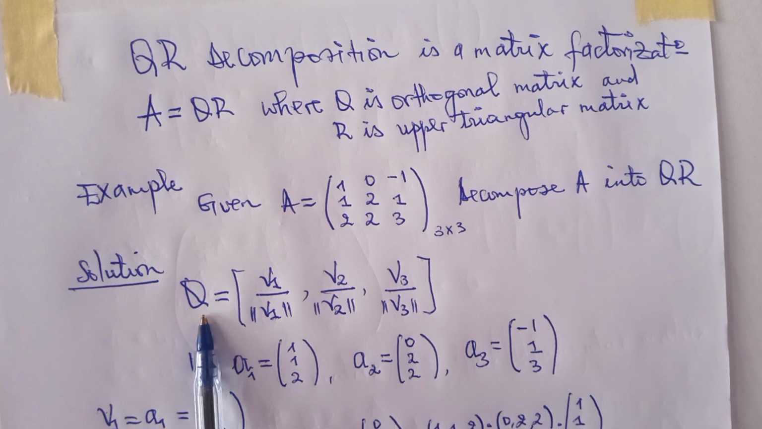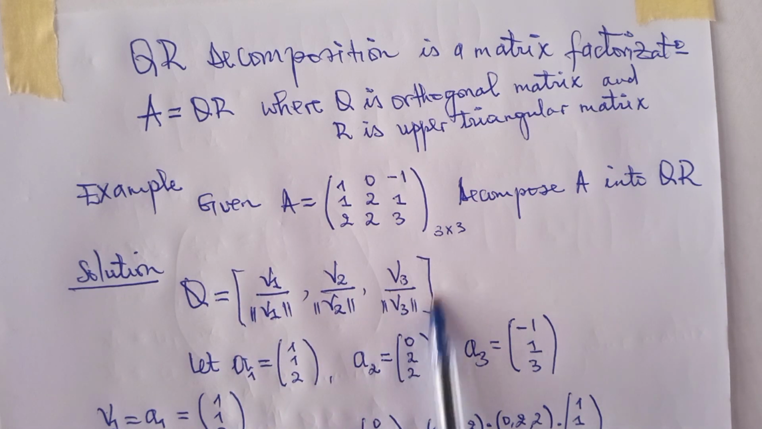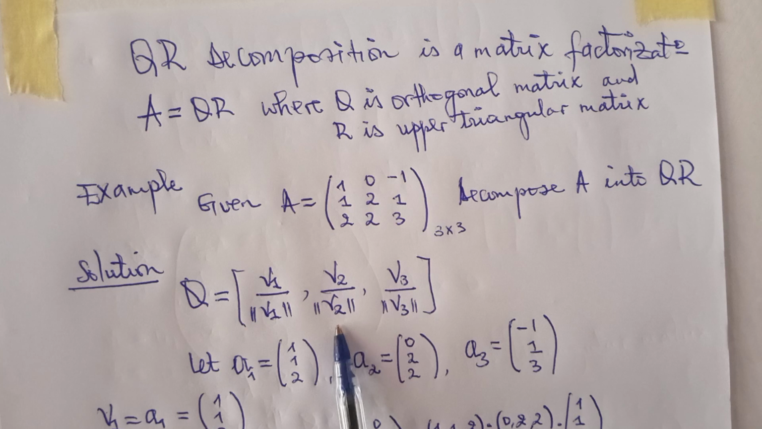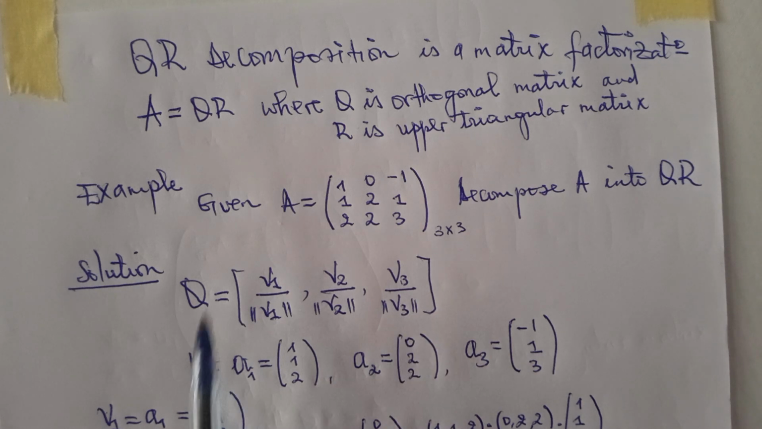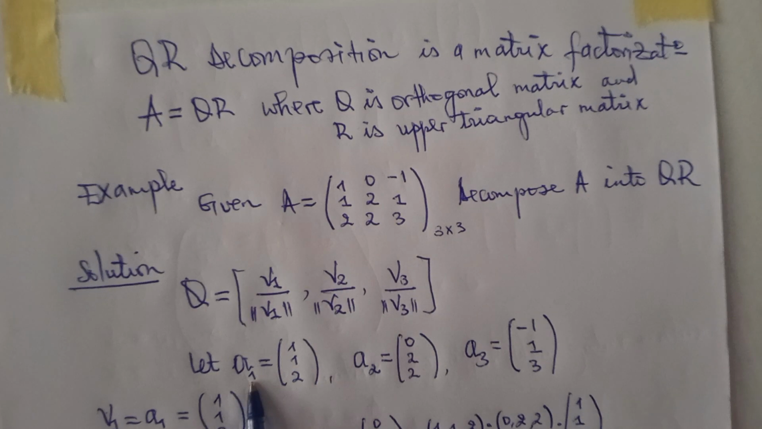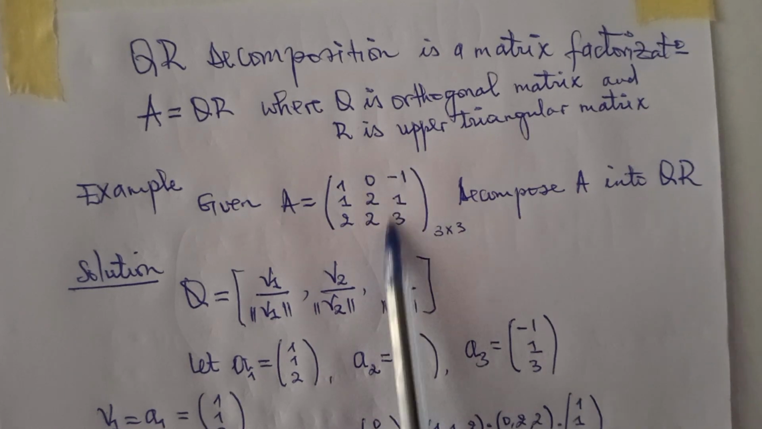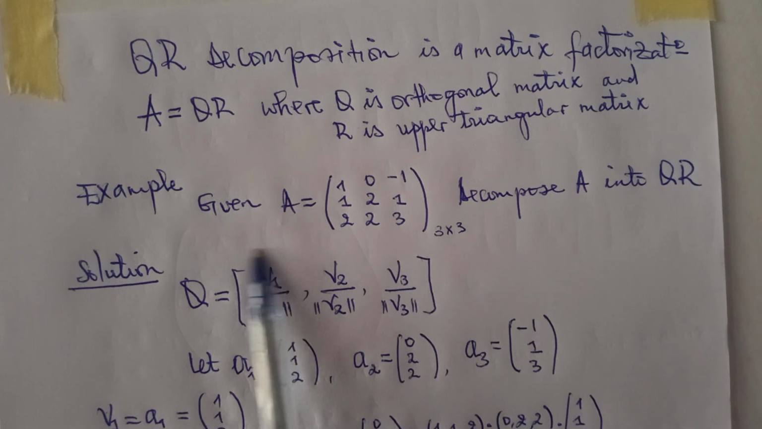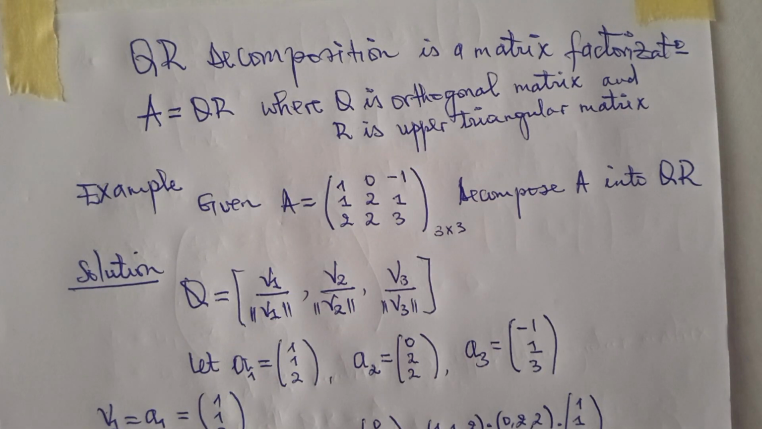So here we have our formula for Q. These are column 1, column 2, column 3, where we take V1 over magnitude of V1, V2 over magnitude of V2, V3 over magnitude of V3. We rewrite our matrix by decomposing it into columns, A1 being this column, A2 column 2, A3 the third column. Then we use this method to find Q. Let's start step by step.